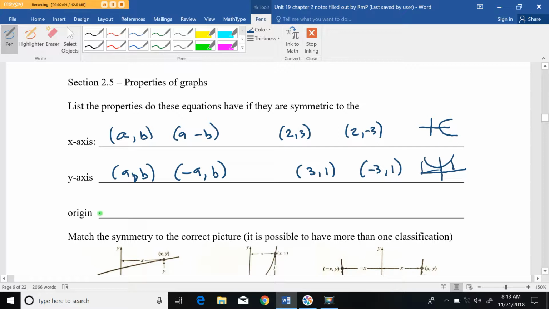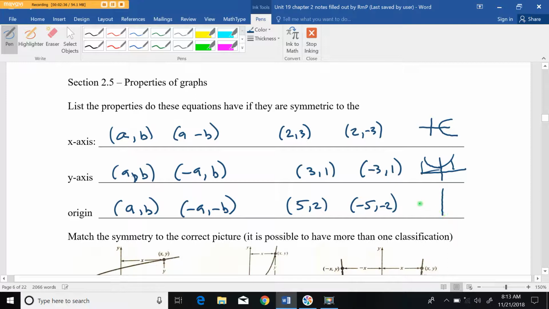All right, symmetry about the origin. So if a graph is symmetric about the origin, that means that if the point (A, B) is on the graph of the function, then the point (minus A, minus B) is also on the graph. So for example, if the point (5, 2) is on a graph of the function and it's symmetric about the origin, then the point (minus 5, minus 2) is also on there.